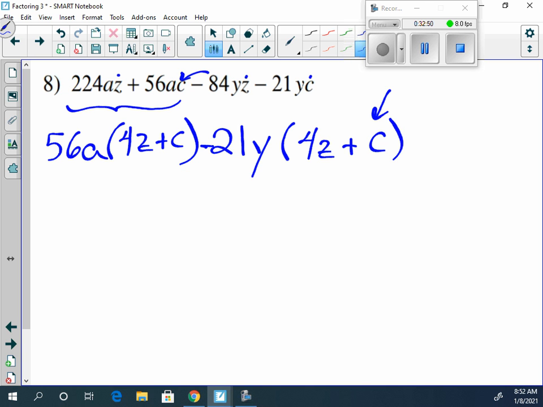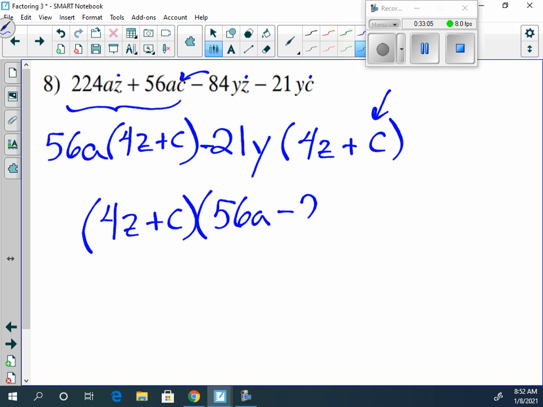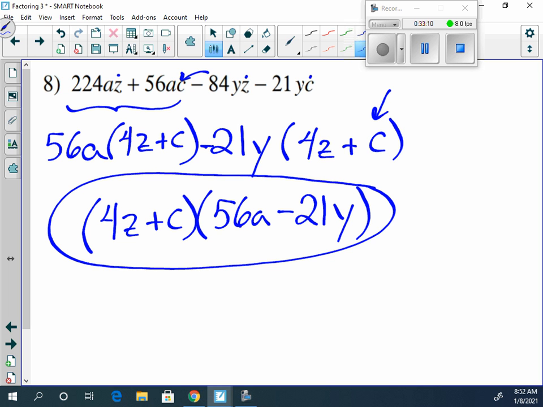Any questions on this here? Now we can do the last set of greatest common factor, which would be 4z plus c, factored out of both, which would leave us with what? And then what? Mm-hmm. And those would be our sets of factors. Any other questions on any of this here? Okay.